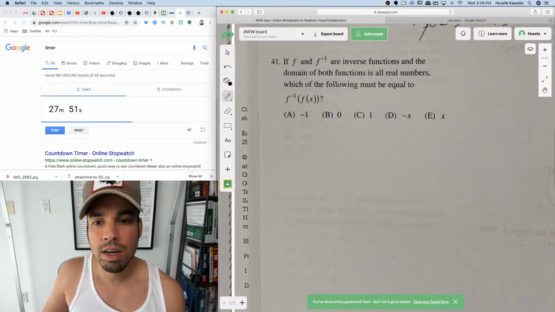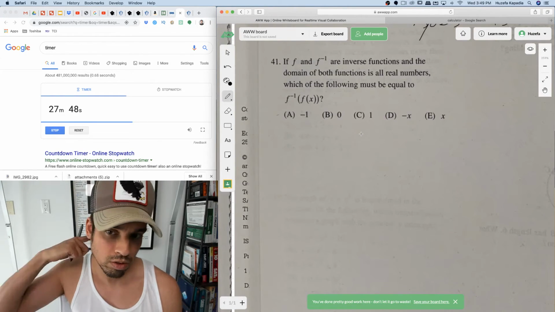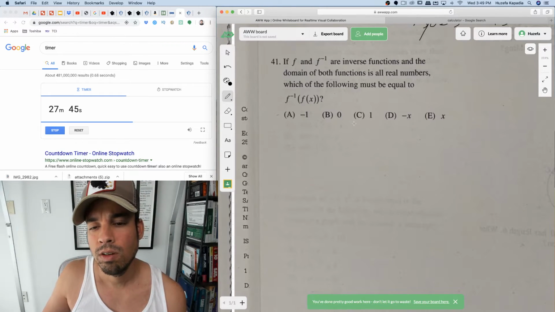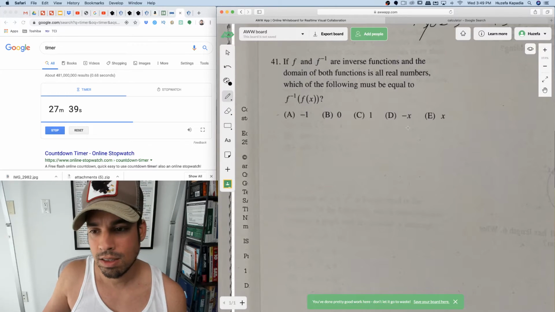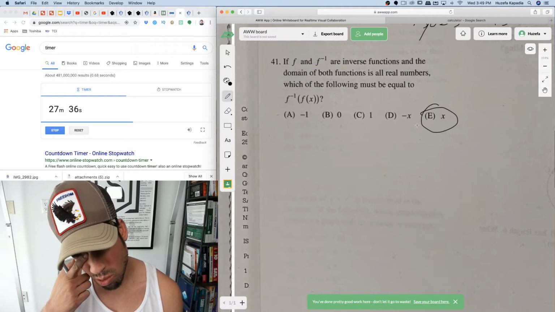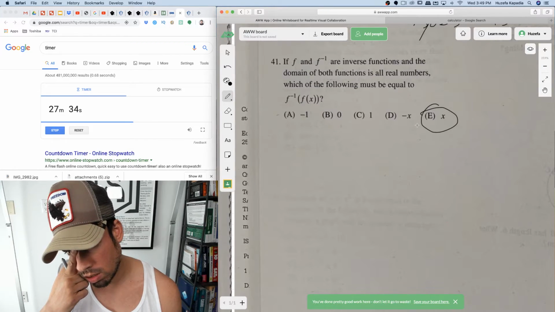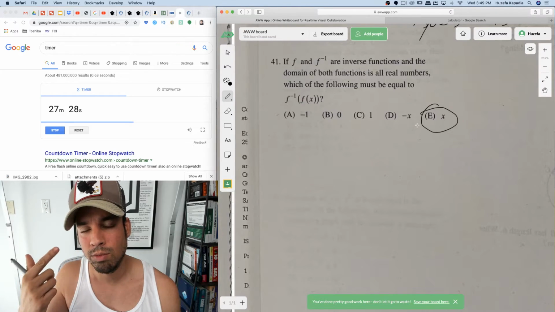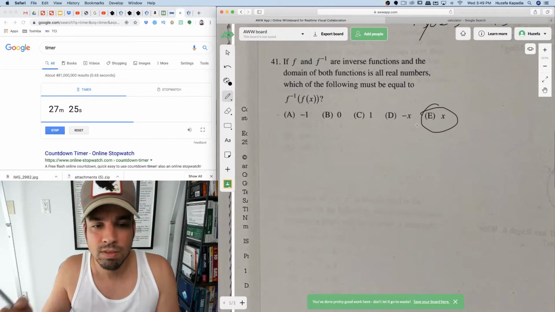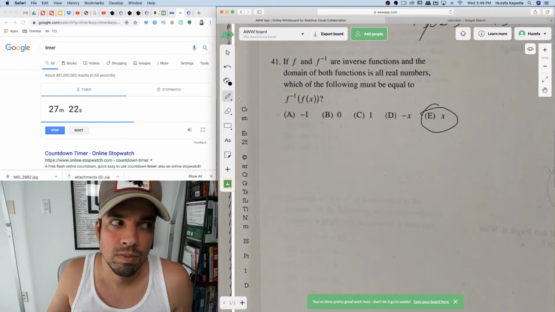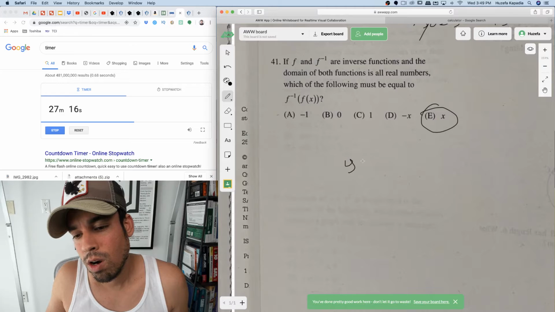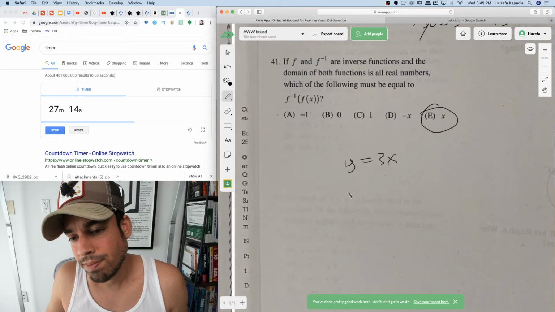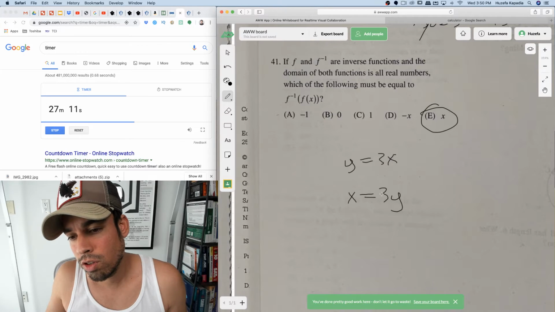If f and f inverse are inverse functions, and the domain of both functions is all real numbers, which of the following must be equal to...? I think it's x, if I remember correctly. This is a rule where if the functions are 1-to-1, then when you take one of the other, you should get x. Let's do an example. Say y equals 3x. Those are the two inverse functions.